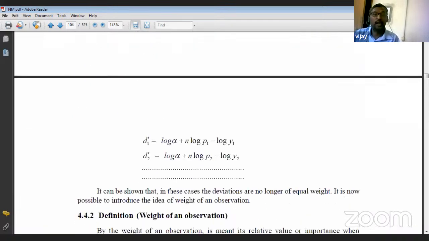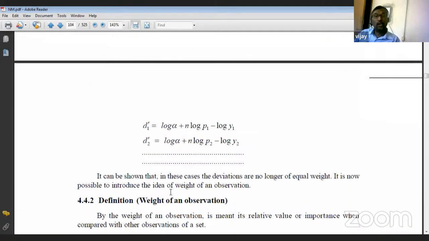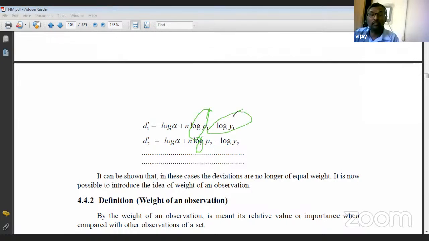The deviations are chosen as d1 dash equal to log of alpha plus n log p1 minus log yn, d2 dash equal to log alpha. See here when you get the deviations: this is n log p1, this is log p2, this is log yn. The other remaining values are the same here.